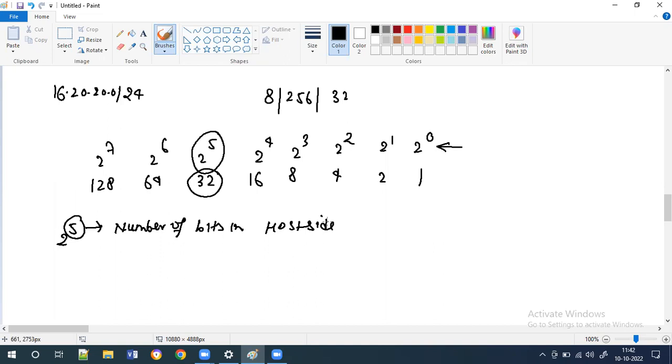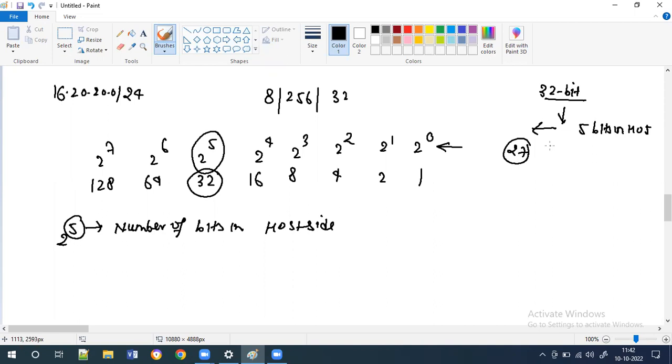27. Total is 32, right? Total is 32. An IP address is what? An IP address is a 32-bit number. So total is 32. Out of this 32, I am saying 5 bits are in the host. Then how many bits are in the network side? 27, right?